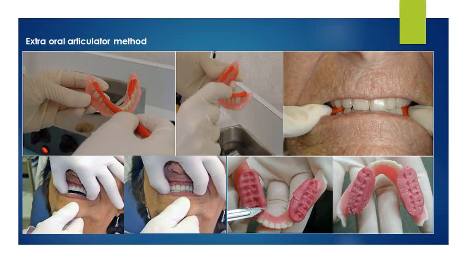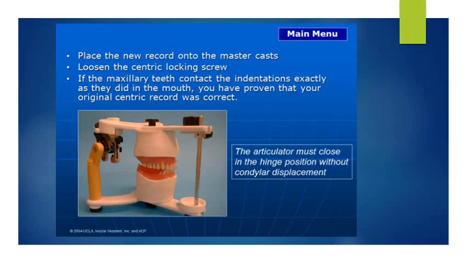Extraoral articulator method. Here we make the wax between upper and lower arch and ask the patient to close. If the vertical is good and the centric is bad, this relation will be changed according to the mark of the upper arch. As you see here, the articulator, after taking the record from the patient's mouth, we make it on the cast and mount it to the articulator to make the new adjustment.